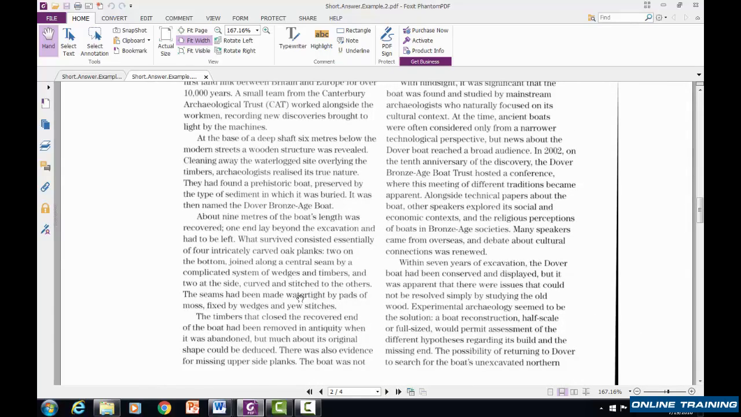And we're starting backwards from where it says watertight. Oh, here it is right here. At the base of a deep shaft, 6 meters below the modern streets, a wooden structure was revealed. So, keyword, 6 meters below. Okay, 6 meters below, that's our answer. I'm just checking. This is the 9 meters of the boat's length. This is talking about how long the boat was. But here it says 6 meters below the street. So that's underground, right? So the answer is 6 meters.